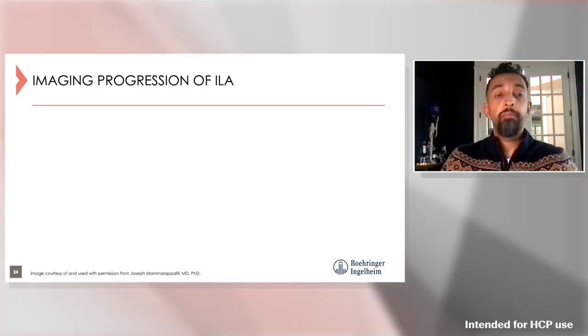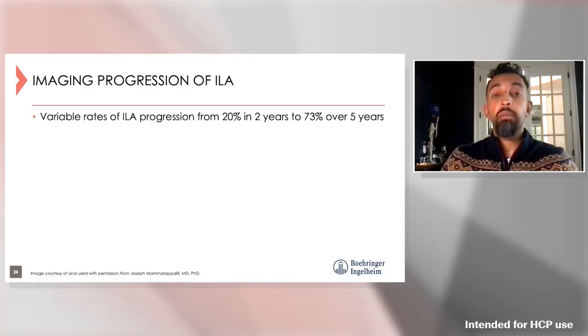The imaging progression of ILA, it's very important. It's very difficult with cross-sectional chest CT to actually say, has a person progressed with interstitial lung abnormality or interstitial lung disease? However, we do see it. Multiple different studies have reported variable rates of ILA progression from 20% in 2 years to all the way up to 73% over 5 years.